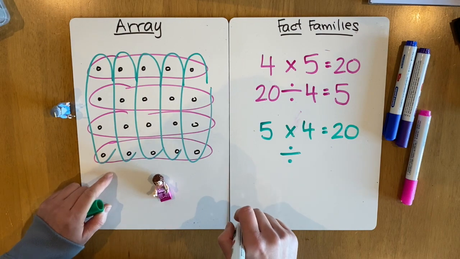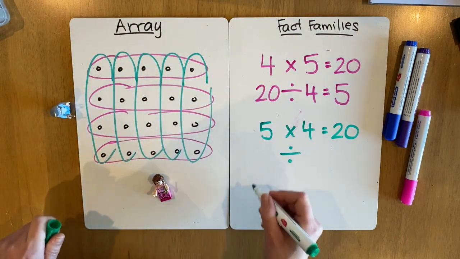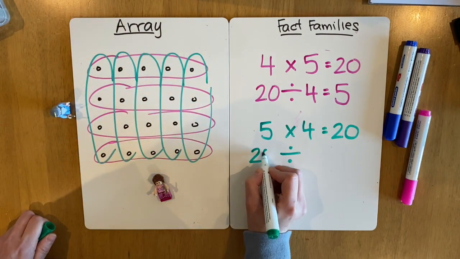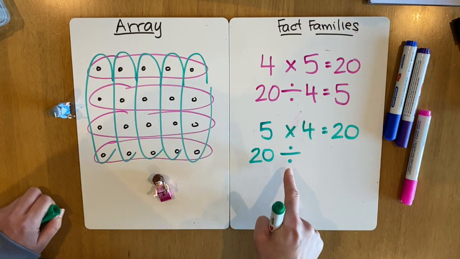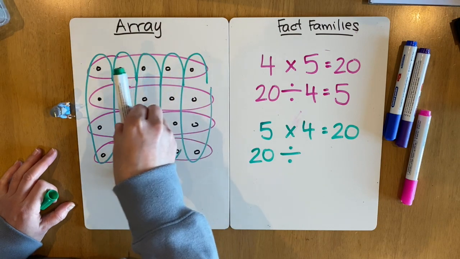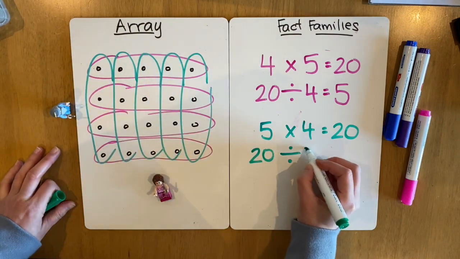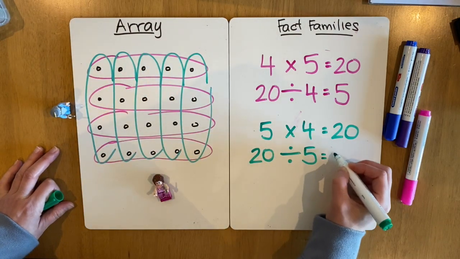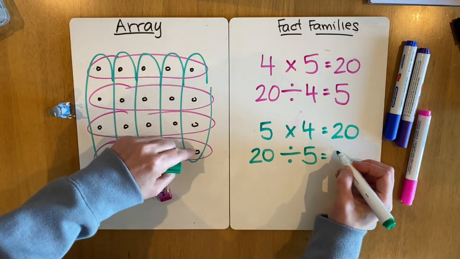Now the division number sentence, how many all together? Got 20 all together. Shared between how many groups? 1, 2, 3, 4, 5. 5 groups with 4 in each group.